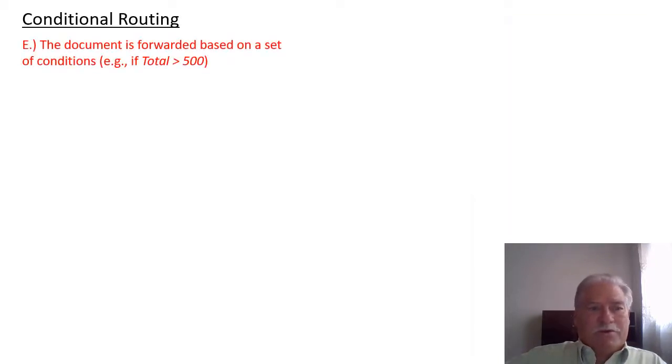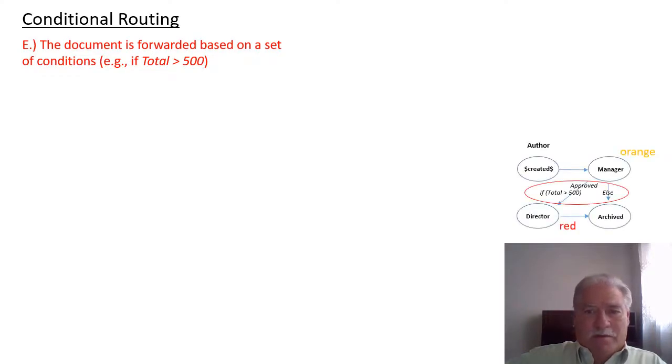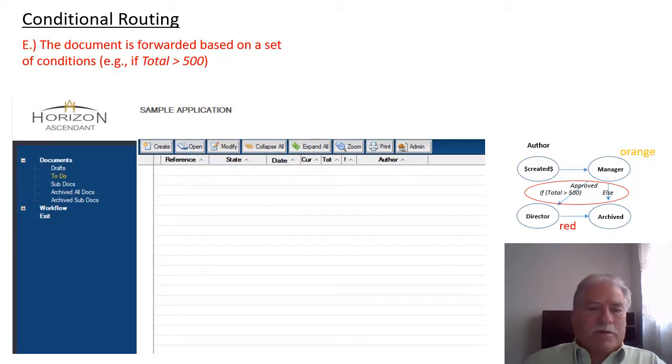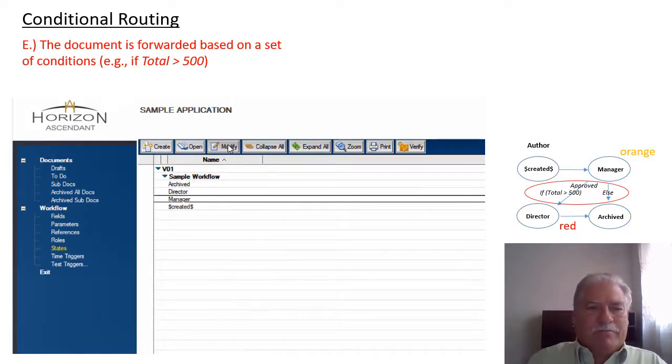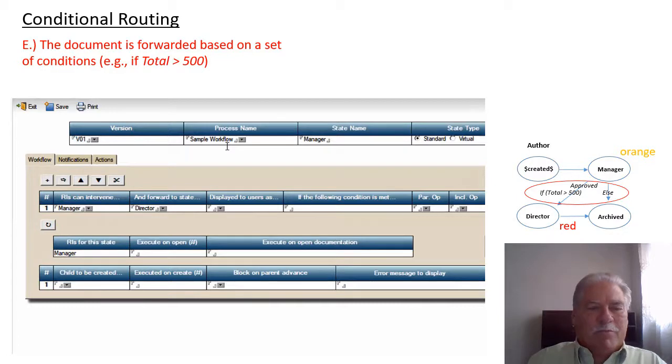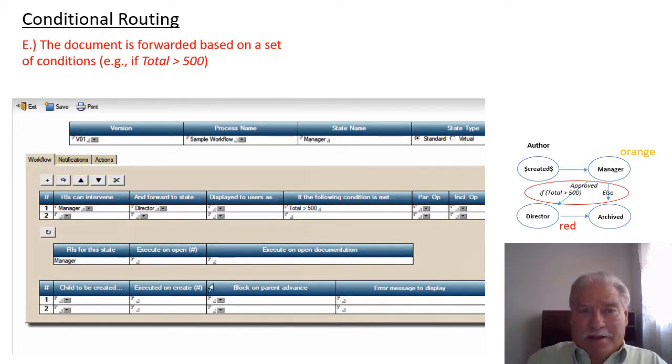All right, lastly, we want to route the document based on a set of conditions. So if total is greater than 500, it will go on to the director. Otherwise, it will be archived directly. Of course, we'll be going to state manager, and we'll be modifying the rules. Here we want to go to if the following condition is met. Here is total greater than 500. And we now need to indicate the else. So we'll say this goes to archived. We'll save it.